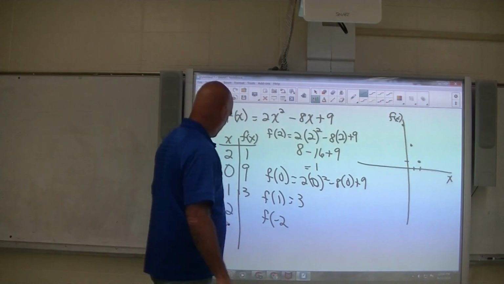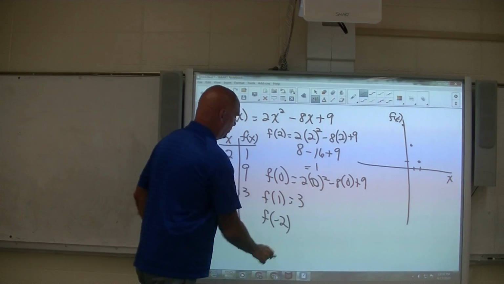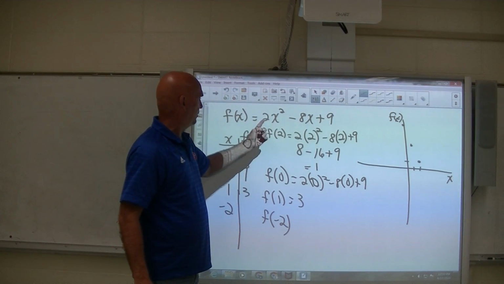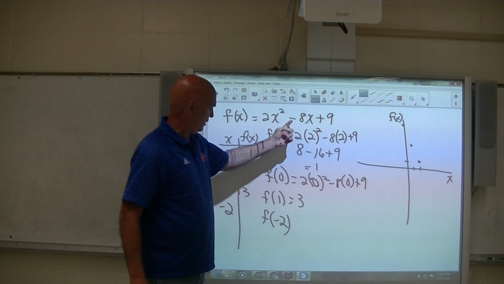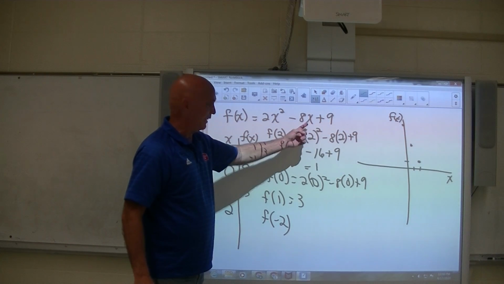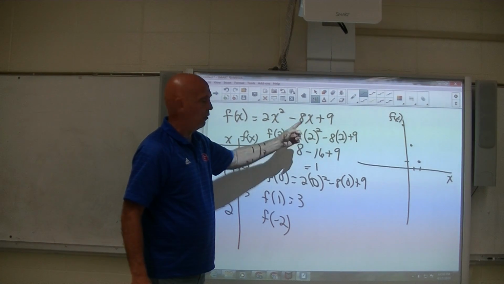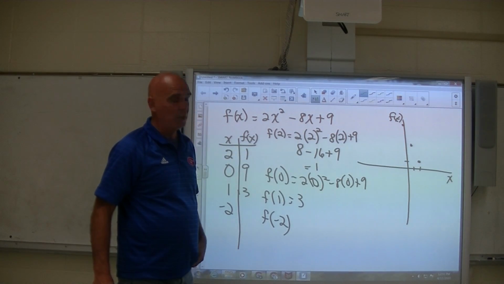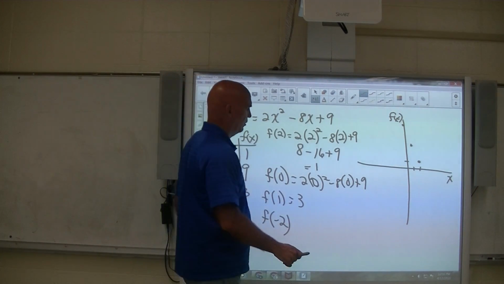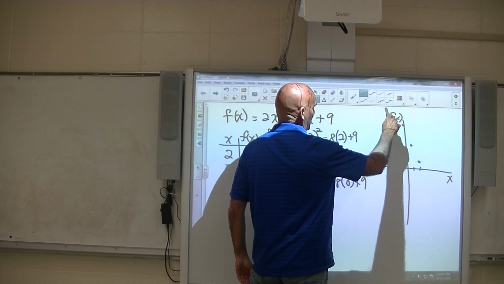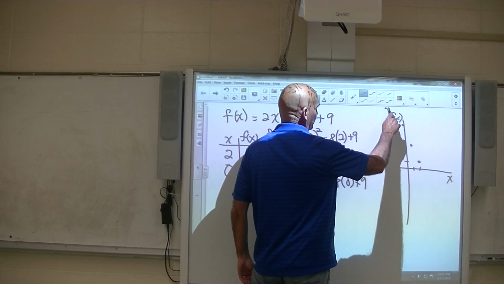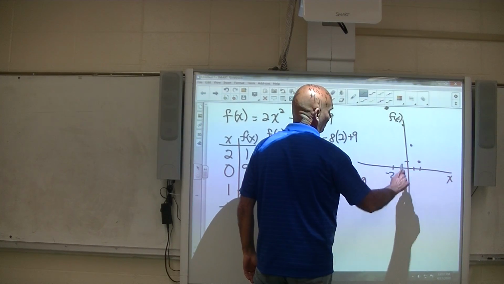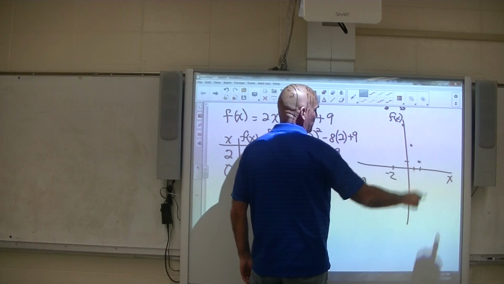Let's put in a negative, because there's going to be stuff over there too. Put in a negative 2. Negative 2 squared is 4. 4 times 2 is 8. So that's 8 minus, okay, watch this, negative 8 times negative 2 is 16. So 8 plus 16 is 24, plus 9 is 33. I didn't know it'd go this high. So it's way up here like that. When I put in a negative 2, I get something way up there: 33.